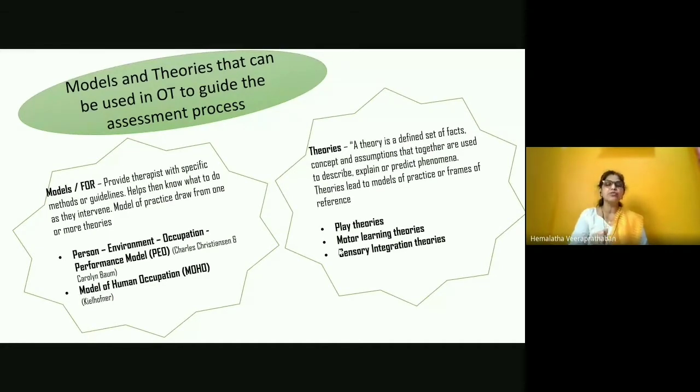Models are nothing but specific methods or guidelines, and theories are the concepts or assumptions that can be extracted from the models. The occupational model that I commonly started integrating in therapy is the PEO model, which I love to apply, because we could integrate a person, environment, and the occupations in it. And MOHO is an excellent OT model, which gives us more understanding about the necessity of intervening for the client.